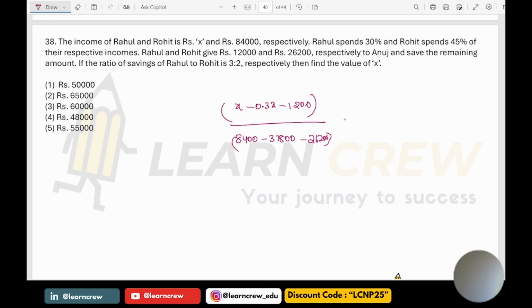Okay. Thereby, this ratio is given as 3:2. If you simplify this, 0.7x minus 12,000 divided by, how much is this? 84,000 minus 37,800 minus 26,200, which is nothing but 20,000, is equal to 3:2. Therefore, what do we get X as? X is nothing but 60,000. X is 60,000. So, the answer is 60,000.